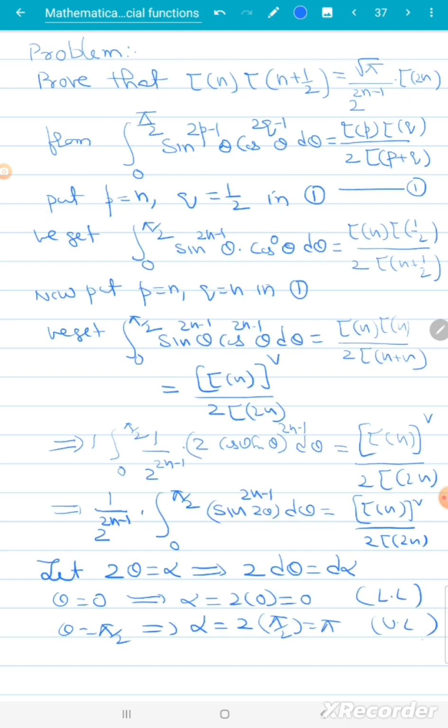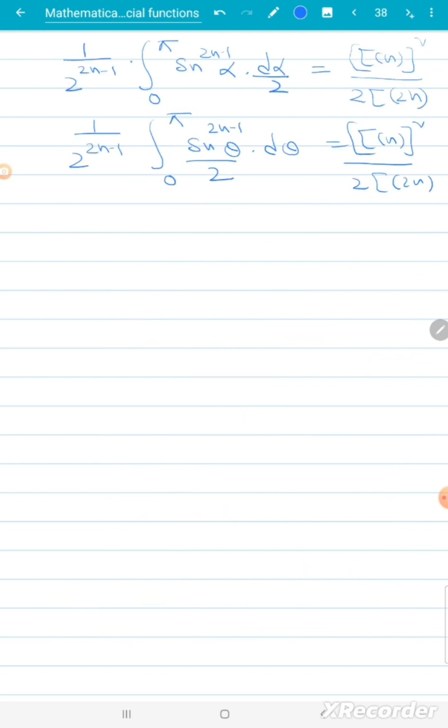But when we put p equals n and q equals 1 by 2 in result 1, then we get the integration from 0 to pi of sine to the power of 2n minus 1 theta equals gamma n, gamma of 1 by 2 into 2 gamma of n plus half. So I will substitute this value.